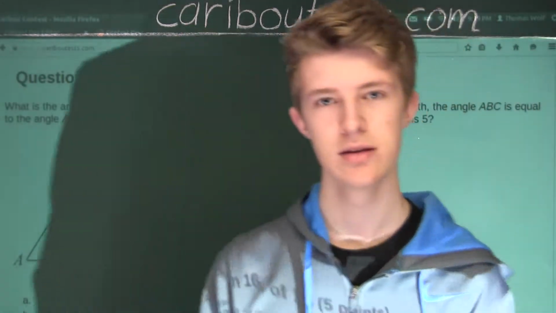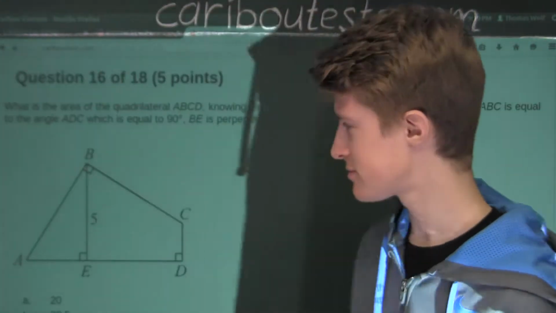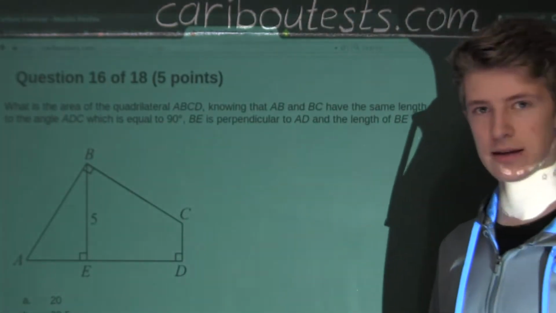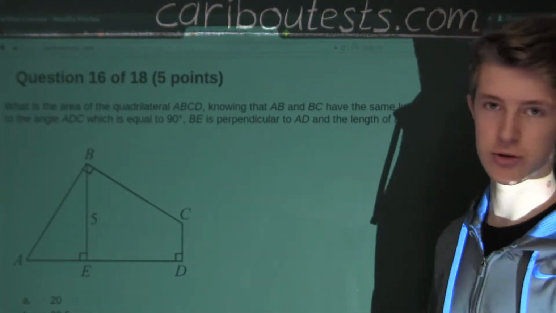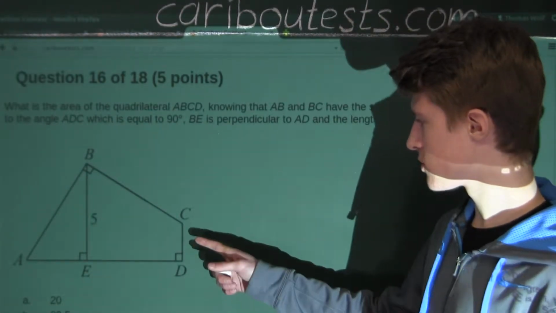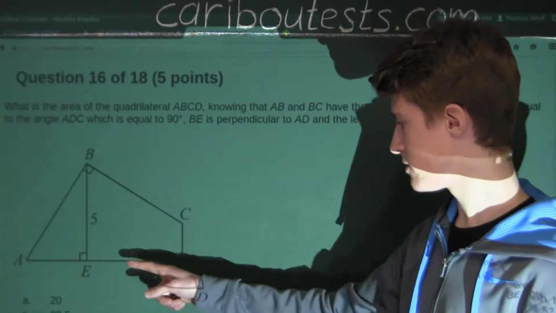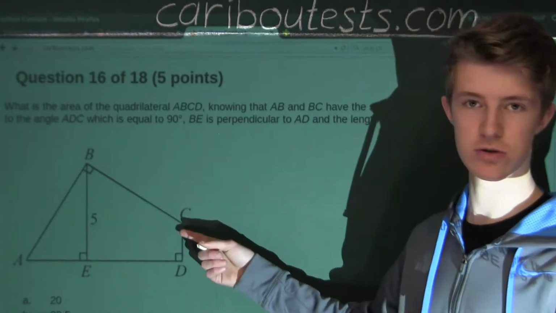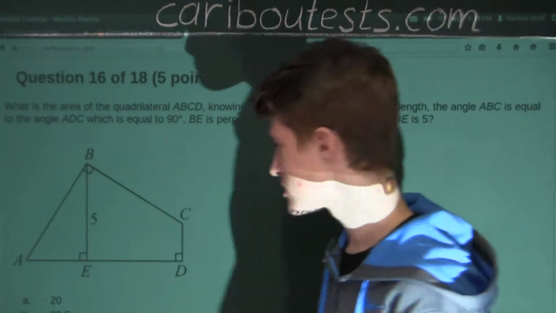Alright, so in geometry problems, it is usually very helpful to draw at least one extra line or circle. Now, the key to solving this geometry problem is having the idea to draw a parallel line to ED, which goes through the point C. So let's draw this line.